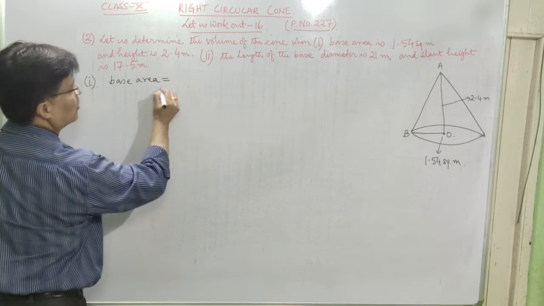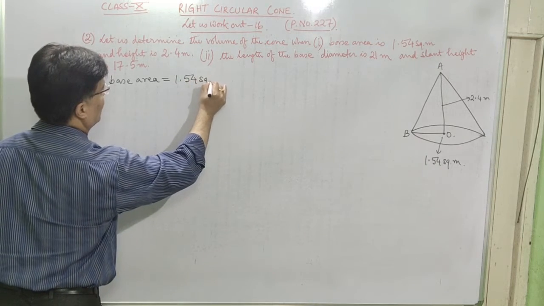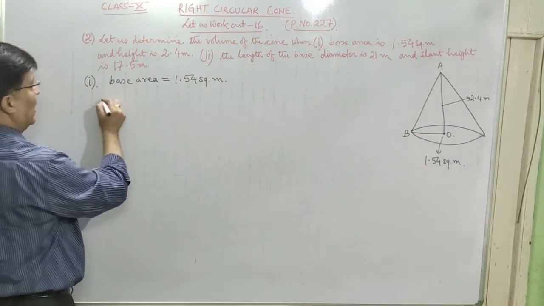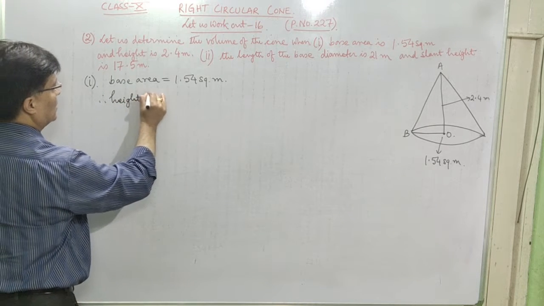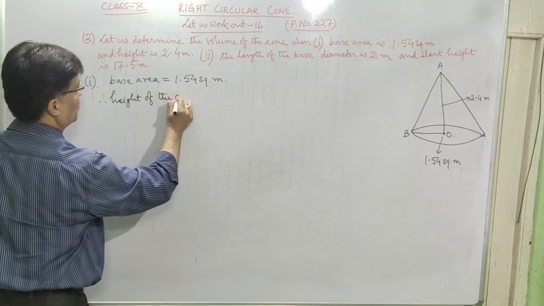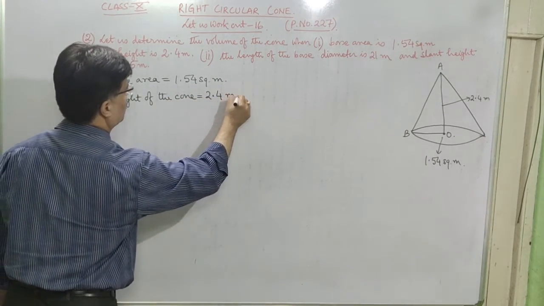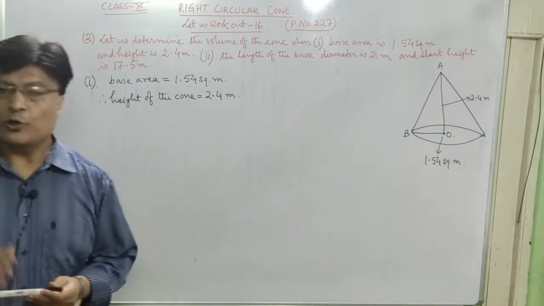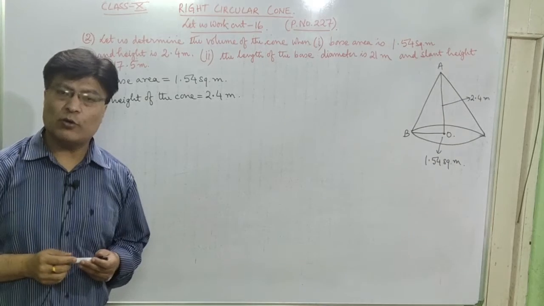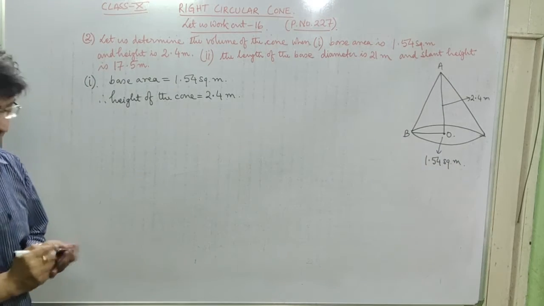Your base area of the cone is equal to 1.54 square meter. And what is the height of the cone? The height of the cone is equal to 2.4 meter. So let us find out the volume of the cone. What is the formula for the volume of the cone? 1/3 pi r square h. That is the formula, right?